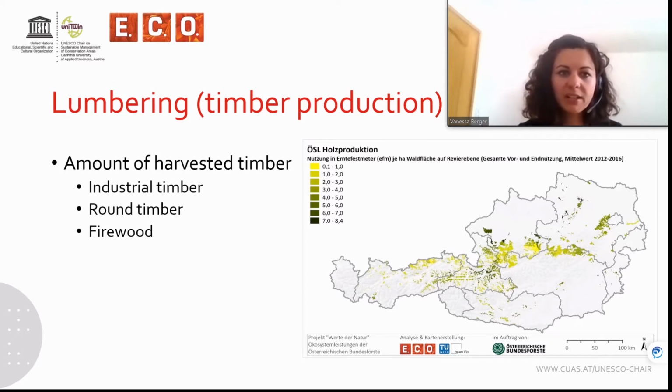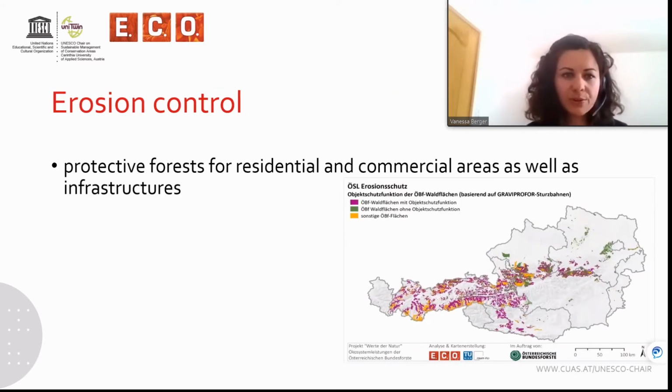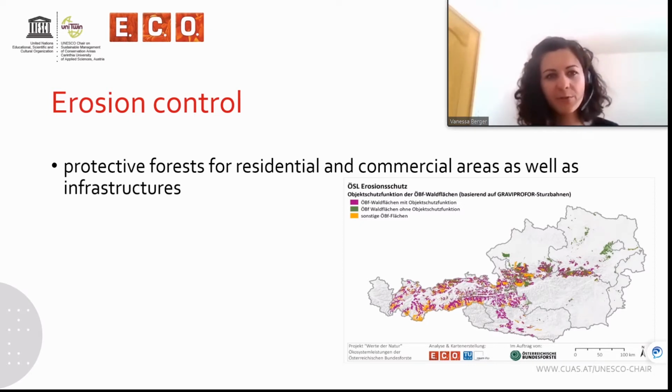Then the next one was the erosion control. In here, we had a look at the protective forests for the residential and the commercial areas, as well as for infrastructure. So it's important to know where we need the erosion control. When we have a forest, we don't need to make buildings to control the erosion.